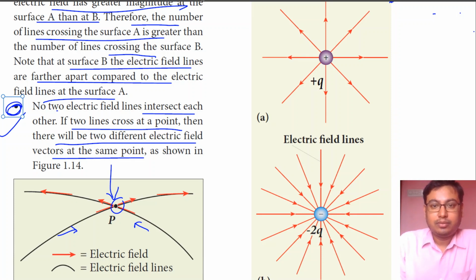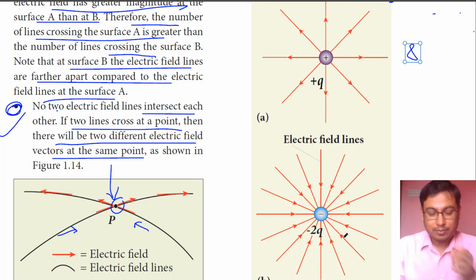So you can see from this figure that suppose we have a charge plus Q. Imaginarily, the total number of electric field lines coming out of it is 8. But if you have a charge of minus 2Q, forget about positive or negative, just see the magnitude. One is Q and one is 2Q. In that situation, the number of electric field lines is 16. If it is n, it was 8; if it is 2n, it is 16. So the number of electric field lines is directly proportional to the magnitude of the charge.